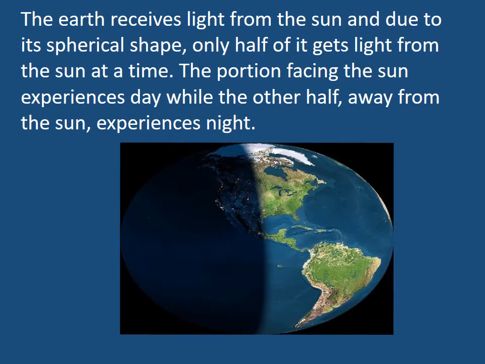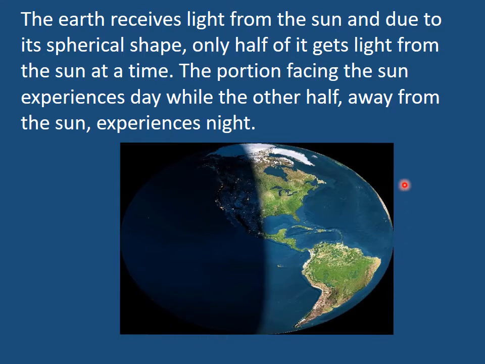Next, the earth receives light from the sun. From where are we receiving the light? From the sun, right children? Yes, from the sun we are receiving light. Due to its spherical shape, only half of the earth receives light from the sun, and the other half remains dark.